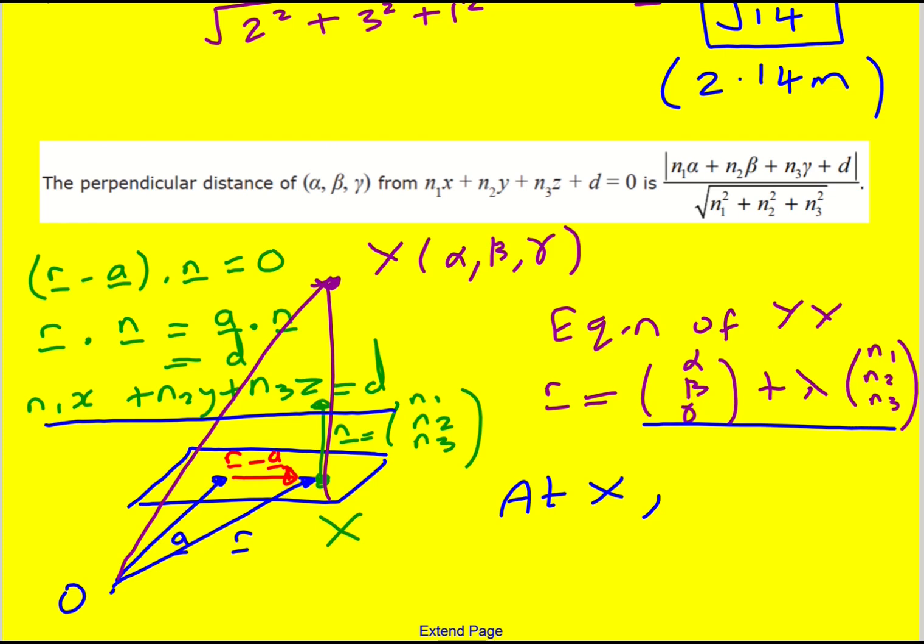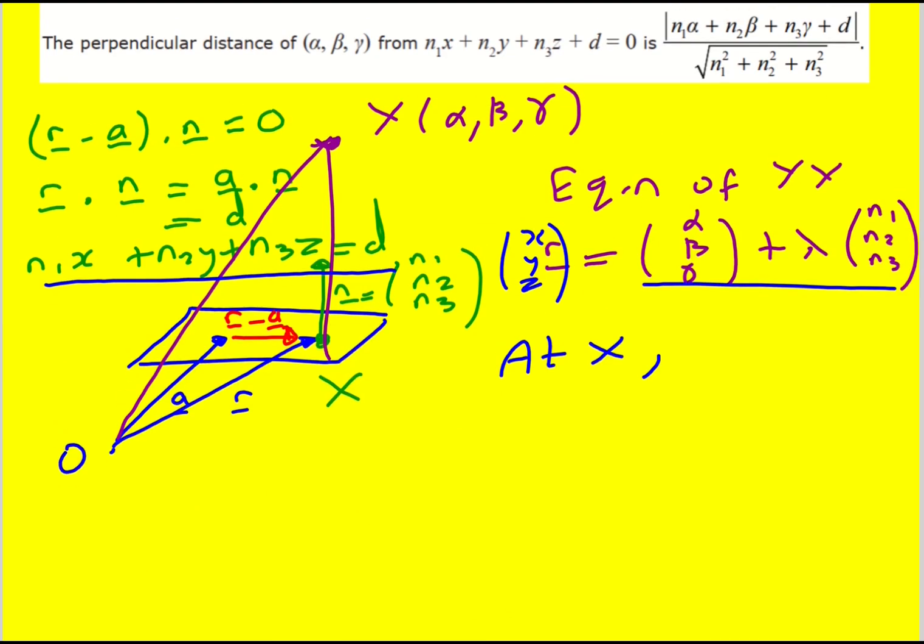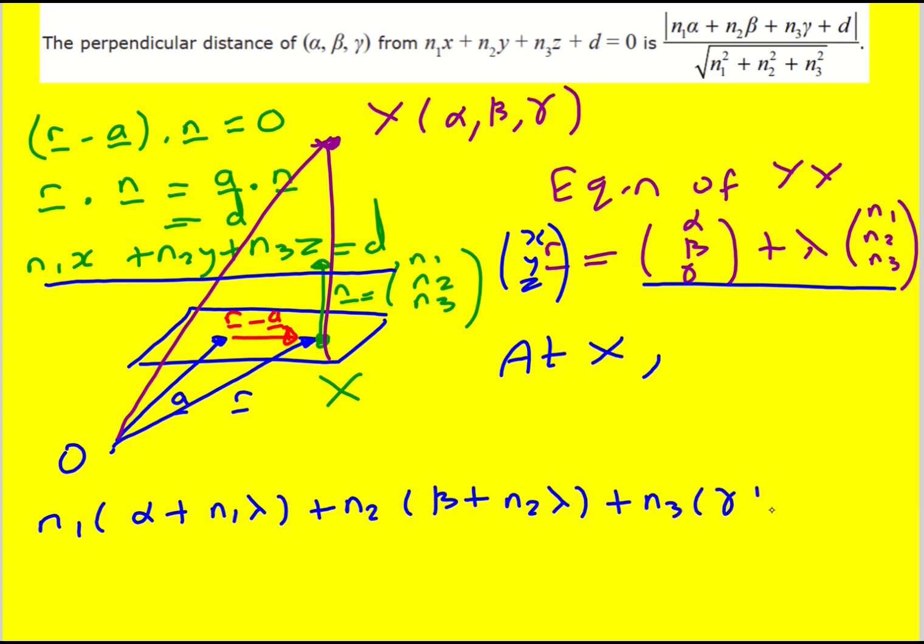So I can actually just sub in. Remember, R is x, y, z. So I can replace x by alpha plus n1 lambda. So I'm going to get n1 times alpha plus n1 lambda, plus n2 beta plus n2 lambda, plus n3 gamma plus n3 lambda. And that is going to equal d. Remember, that is at the point X. And I can rearrange this.